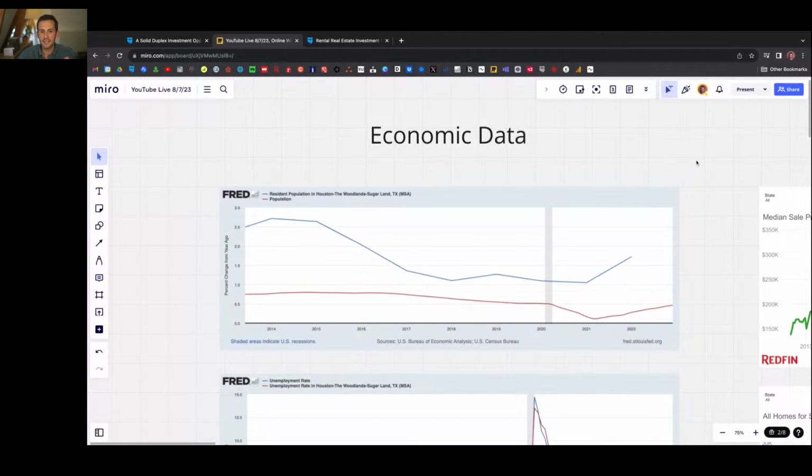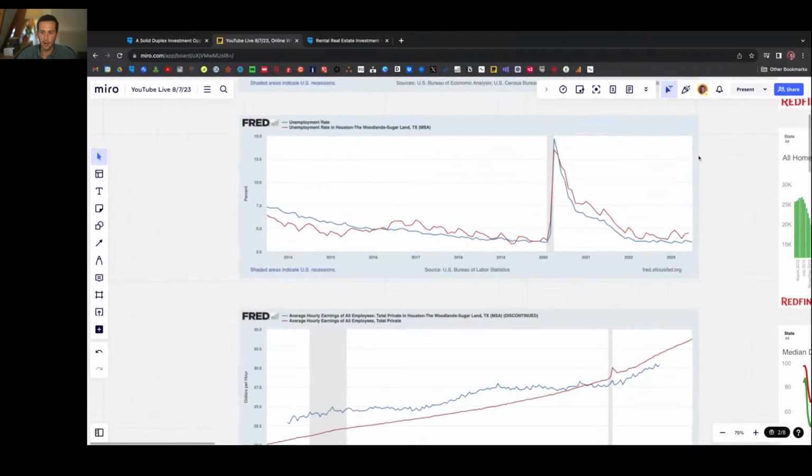Let's move on to our next data point, which is the unemployment rate. In anywhere you make an economic investment, you want to see that the economy is strong. And although unemployment rate as a metric does have its pros and cons, it is a good indicator of what's going on in the economy.